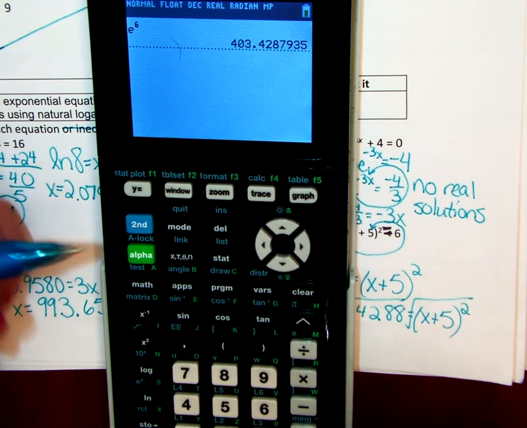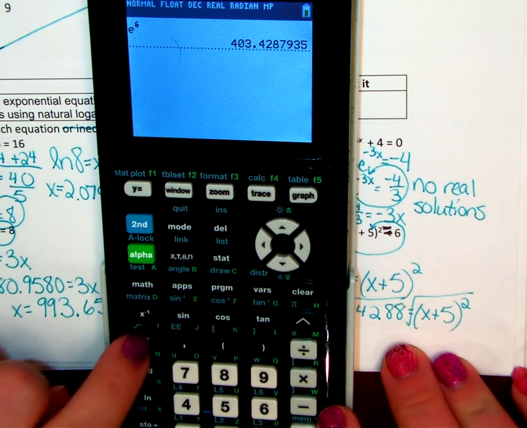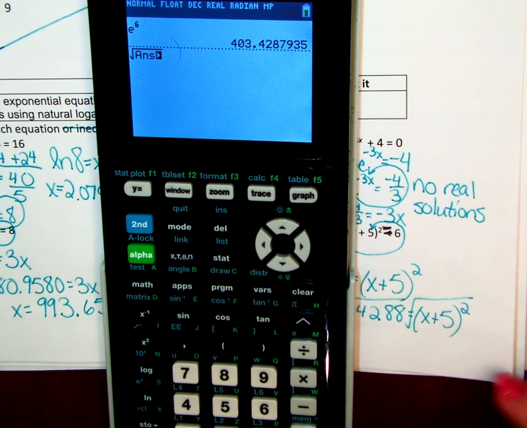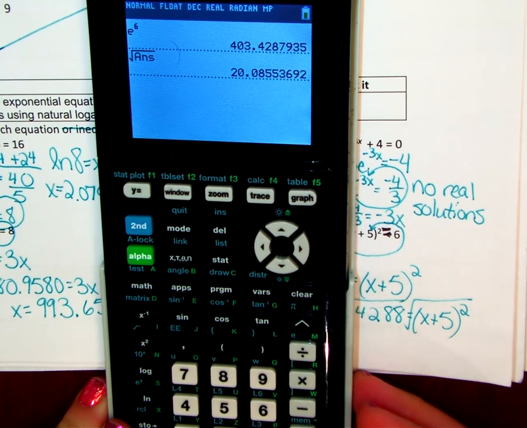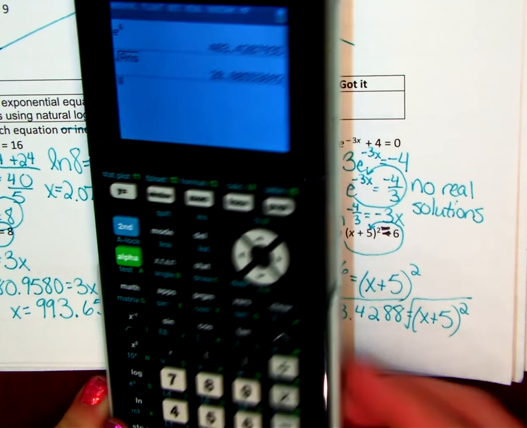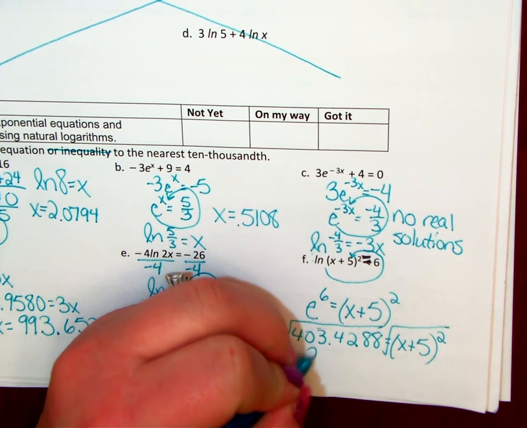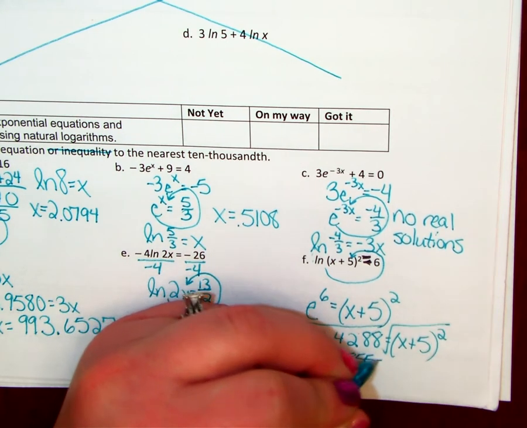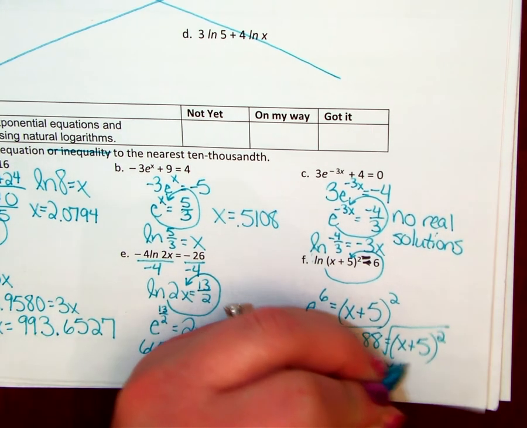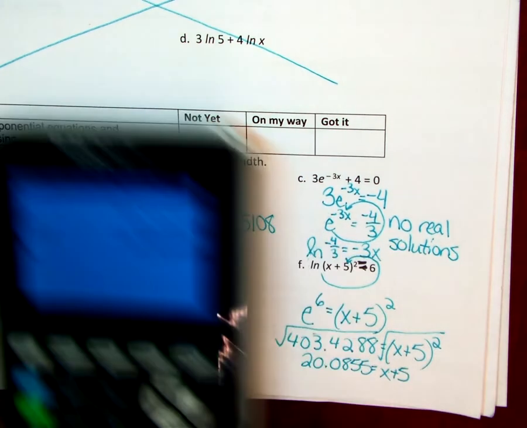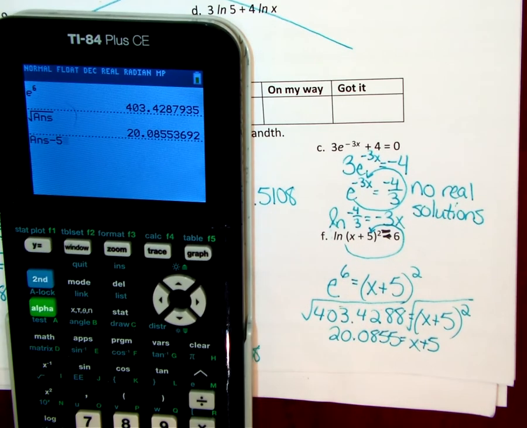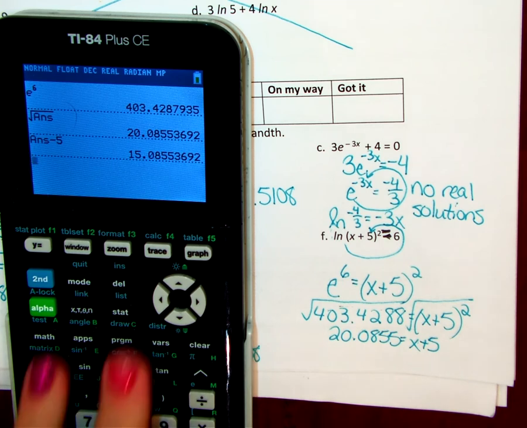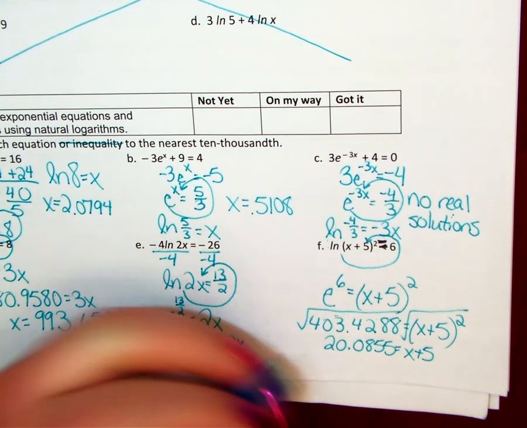So I'm going to press second square root in my calculator. And then second answer, remember that's the negative button at the bottom. And I get 20.0855. And that equals what x plus 5 is. So subtracting 5 from both sides means that I'm going to end up with 15.0855.